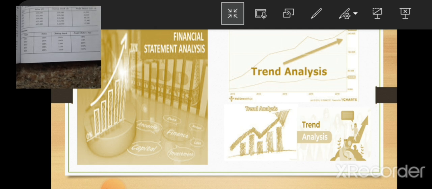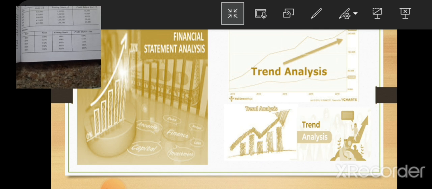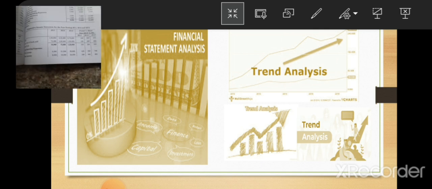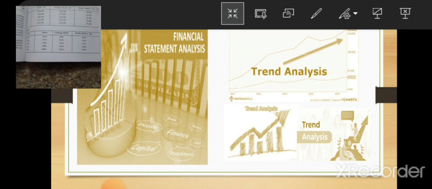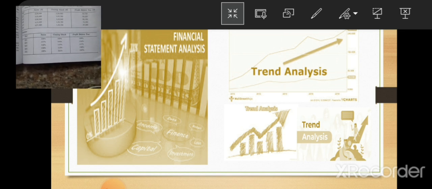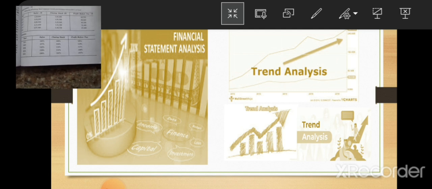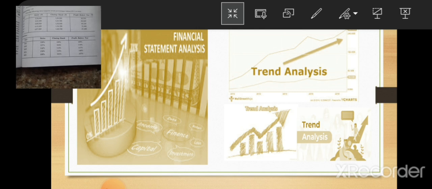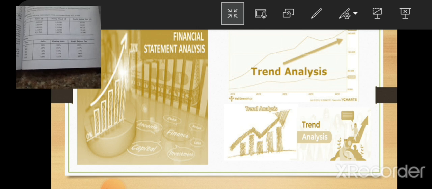And for 2012, 63,520 by 55,750, multiply that by 100 will give you 114%. Do it for 13, 14 and 15, and this also we can observe that there is an increase in trend. So this is how we will calculate the trend analysis, and we will interpret the results, and we can say that compared to the base year from year 2012 to 2015, there is an increase in sales, there is increase in closing stock, and also increase in profit before tax.